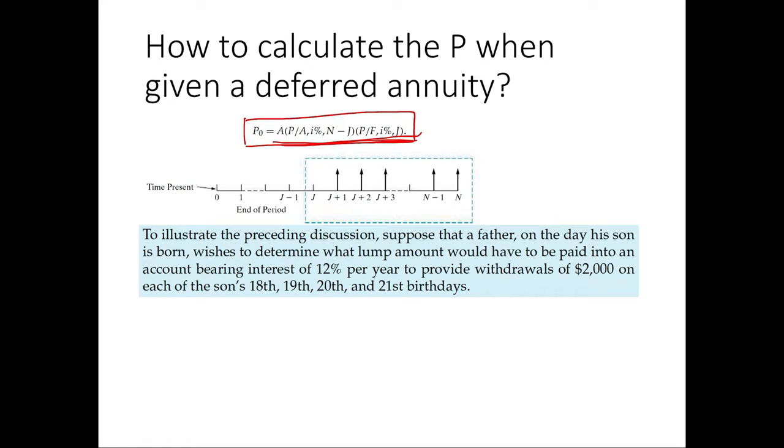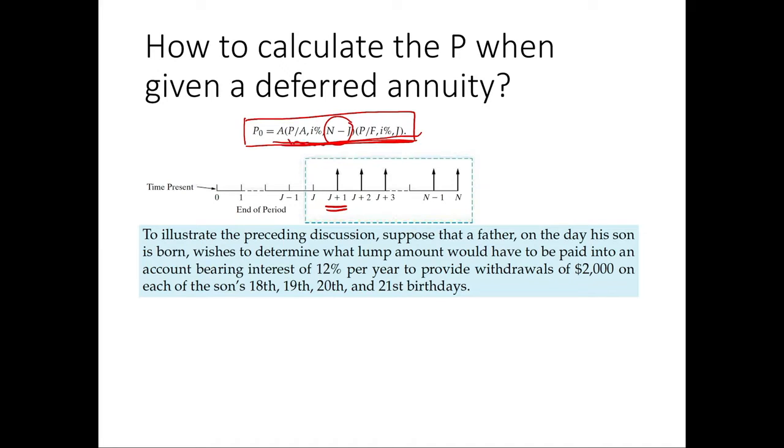And look at this equation. It's A times P/A, i%, N minus J. Now you need to know what N is and also what J is. So what is J? J is just, you need to know when the first annuity occurs, and that time minus 1 is going to be the J. Don't worry if you don't understand that, we can learn that from this example.